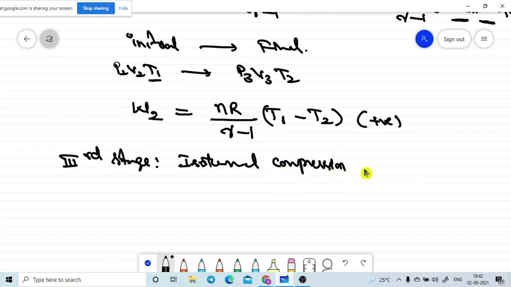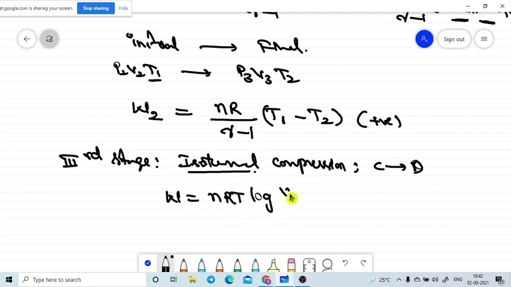So where are we moving? We are moving from C to D. C to D means isothermal compression. What is the work done formula? Whether it is compression or expansion, for isothermal the work done W is equal to nRT into log of V final divided by V initial. This formula only.